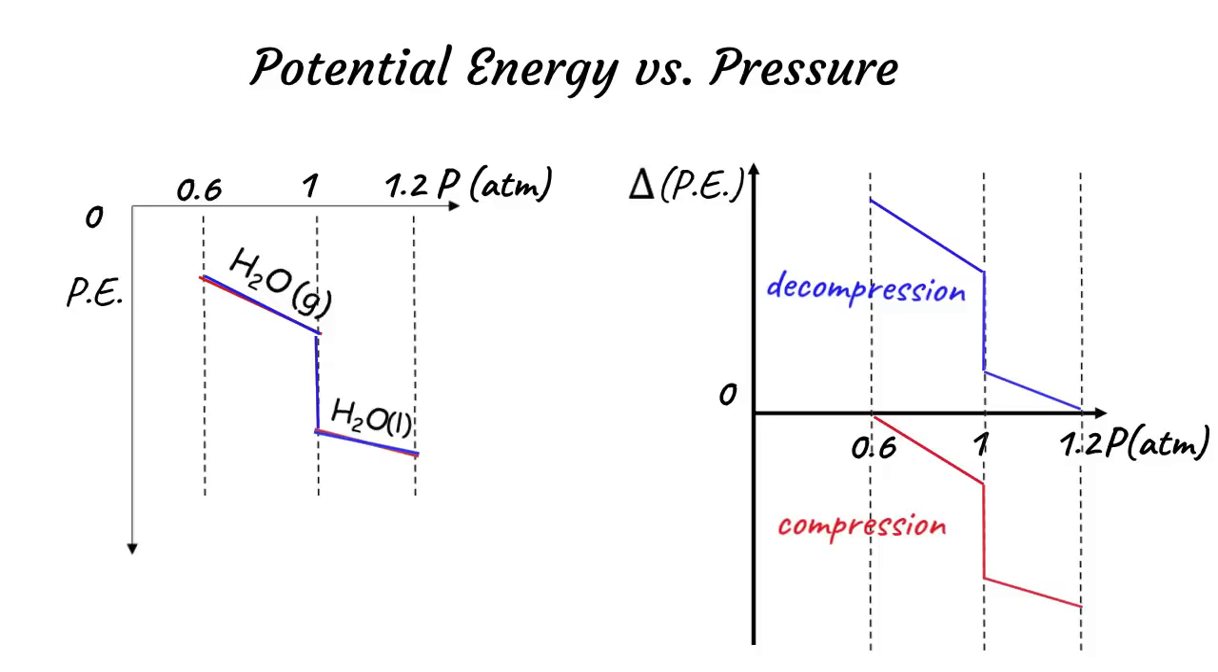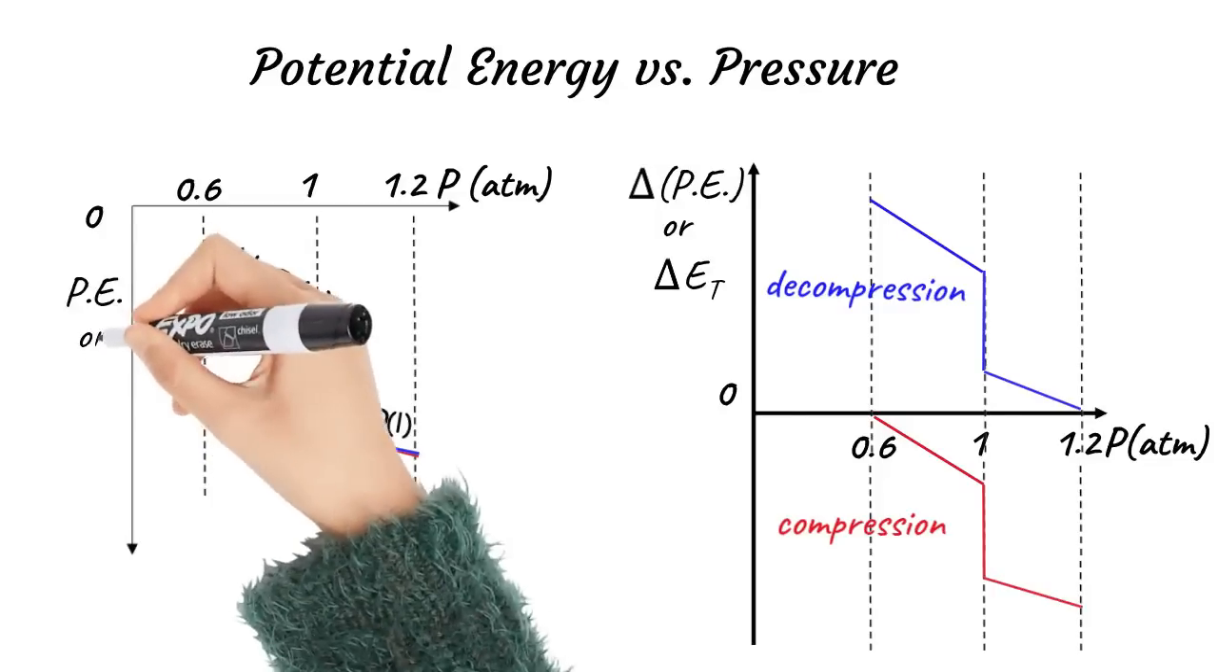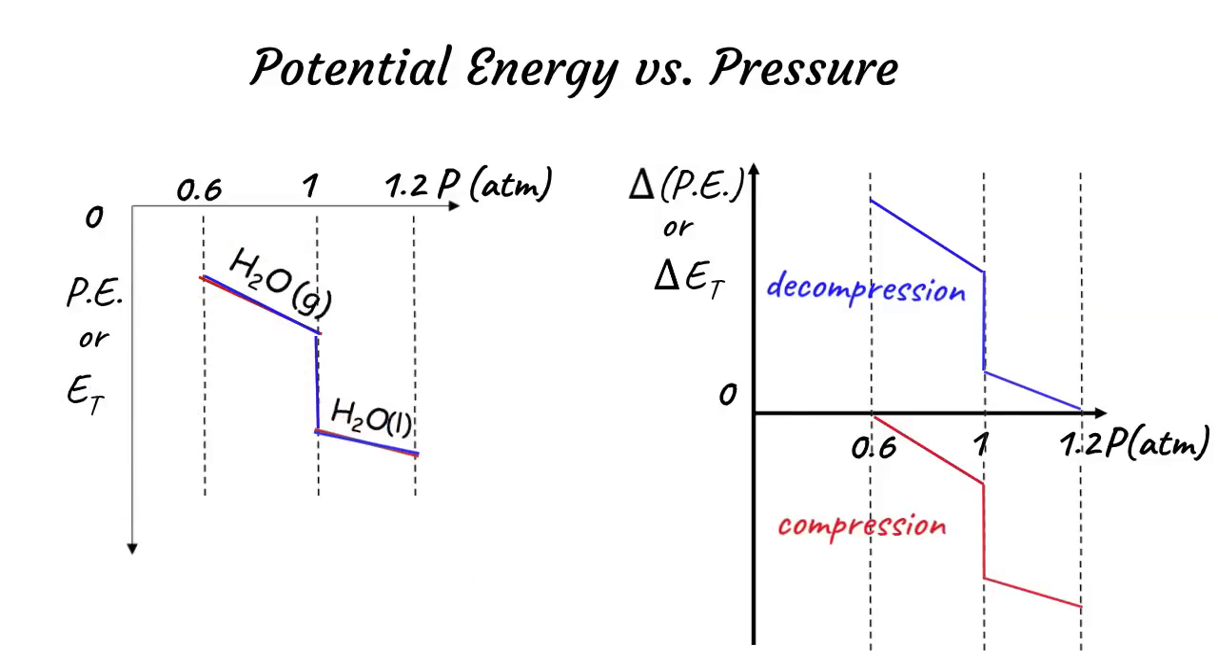Therefore, the total energy is equal to the potential energy. As a result, the shape of the total energy versus pressure graph is exactly the same as the potential energy versus pressure graph.